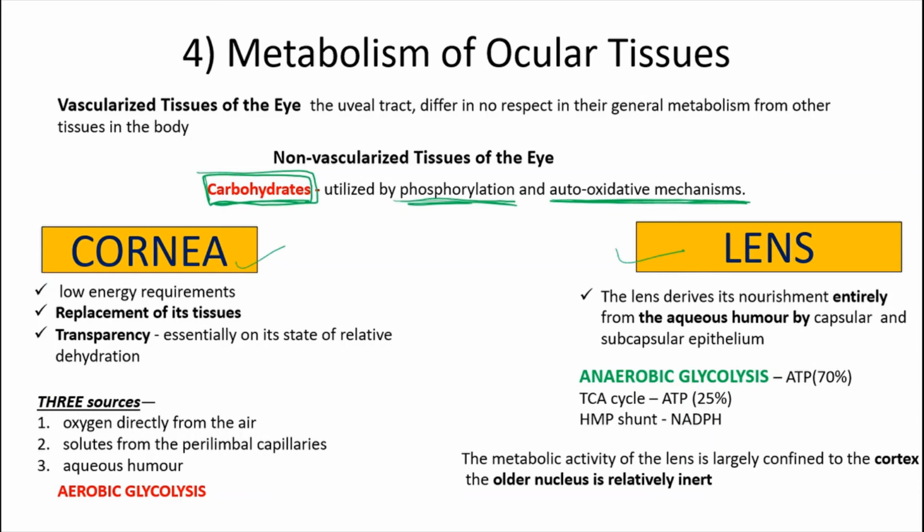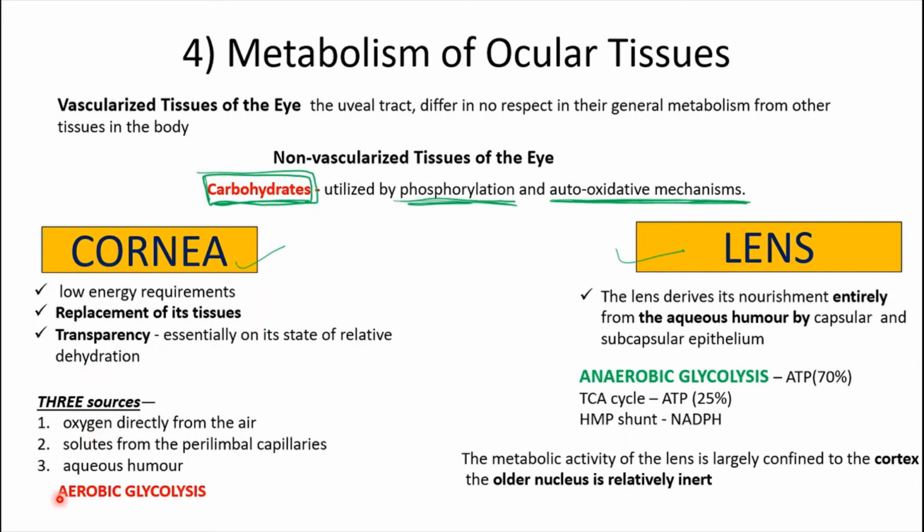Let us learn about the cornea first. The cornea has low energy requirements. Then why is it necessary to metabolize or to nourish the cornea? Because it needs to replace its tissues. And the last thing is transparency. Cornea needs to be transparent. It needs to maintain its transparency, and this depends essentially on its state of relative dehydration. The cornea must be dehydrated. And how does it maintain its dehydrated state? Via fluid exchange. So it will continuously exchange its fluid.